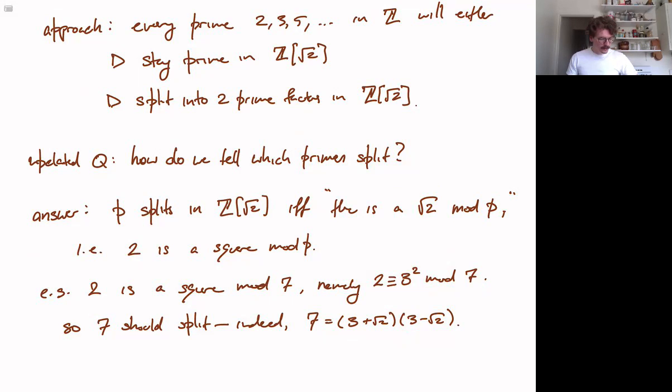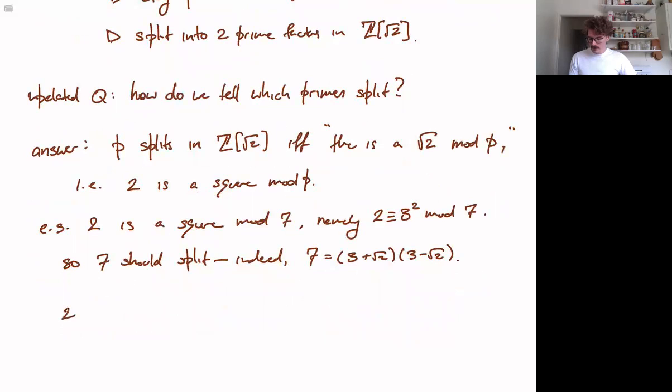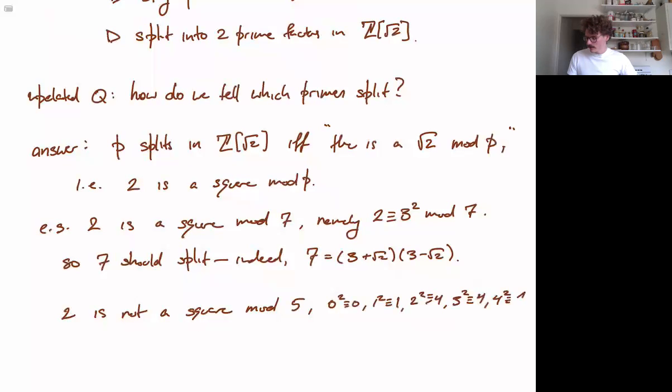And as an example in the other direction, 2 is not a square mod 5. We've done this a number of times, but let's just check again. 0 squared is 0. 1 squared is congruent to 1. 2 squared is congruent to 4. 3 squared is congruent also to 4. And 4 squared is congruent to 1. So none of those are a 2. 2 is not a square mod 5. So 5 stays prime in Z root 2. There is no way of writing it as a product, and you can check that for yourself if you like.